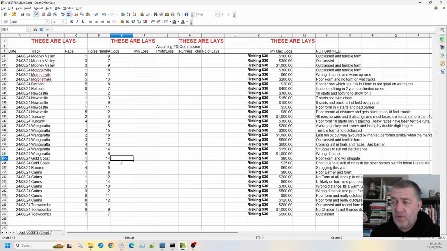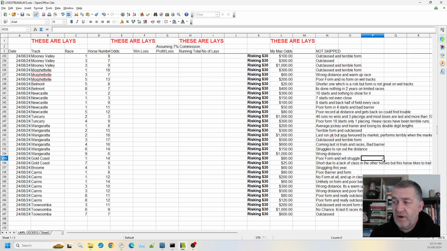Okay, Gold Coast race one, number 14. So in the Gold Coast, I think this is an all-weather track from memory. I've got $80 as the odds for number 14, and it's got poor form, and I've said we'll struggle in this race against the class of horses.